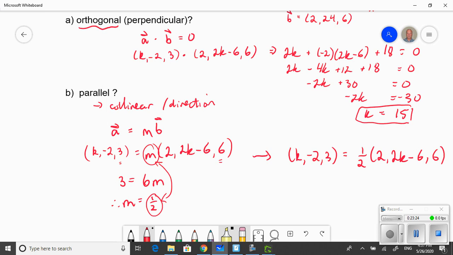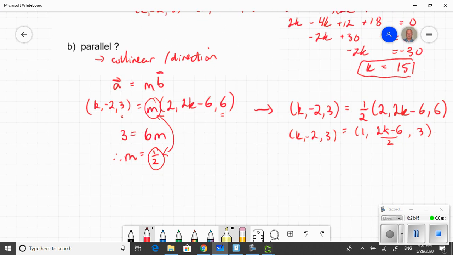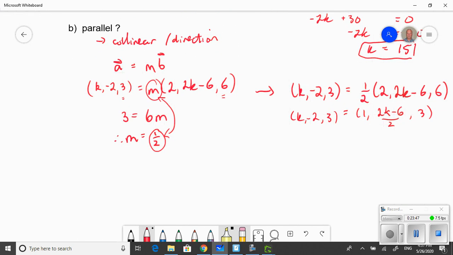So now I can multiply the half into this. So that would be 2k minus 6, and then a half of 6 is 3. That should be divided by 2, and that should be k. So now right off the bat, I can equate exponents here, and it looks like I've got k equals 1. That's this one and this one here, equating the x's.